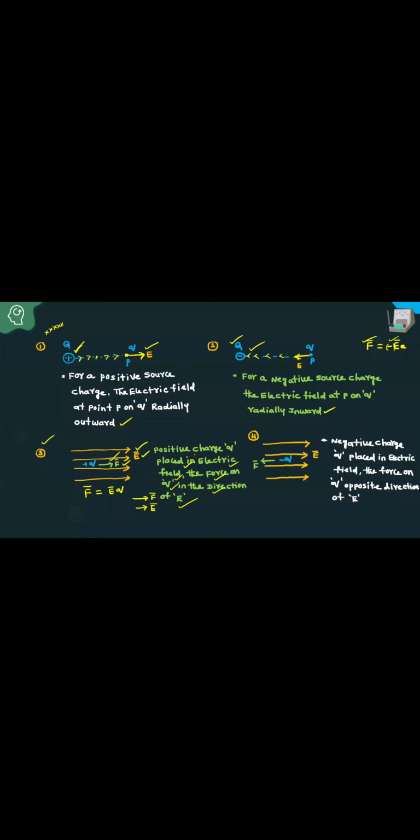If you place any negative charge in an electric field, then what is the force on the negative charge? The force on a negative charge equals minus E bar into Q. Since it is minus E bar into Q, the force is opposite to the electric field. Every observation is very important, friends, to answer any theory question or statement-based question. Negative charge Q placed in an electric field, the force on Q is in the direction opposite to the electric field.